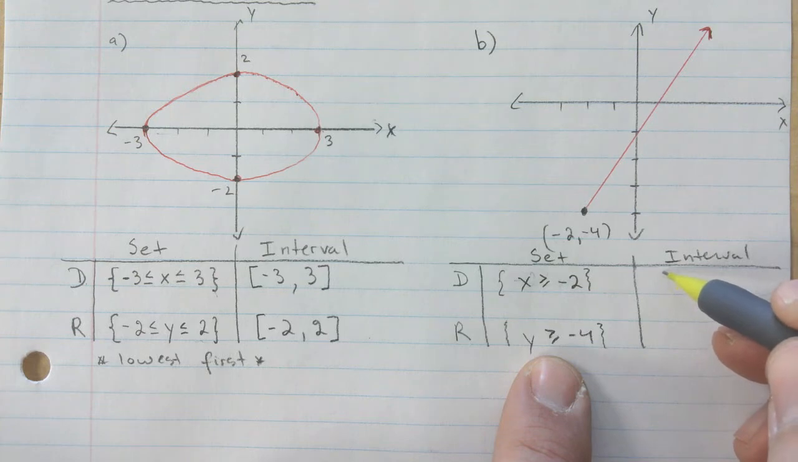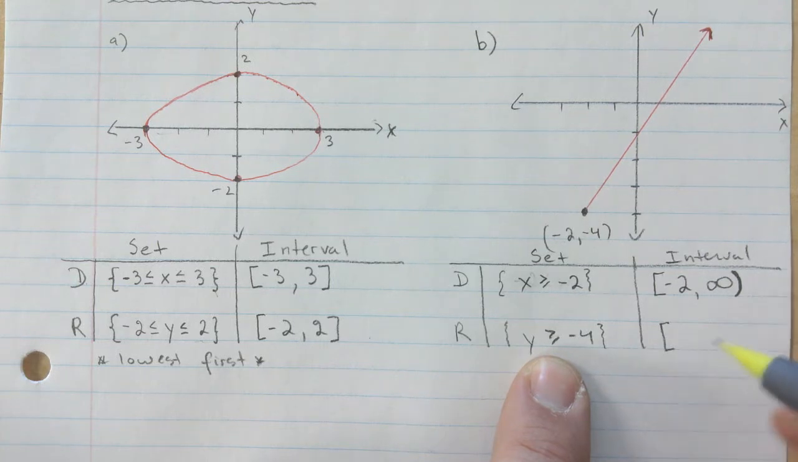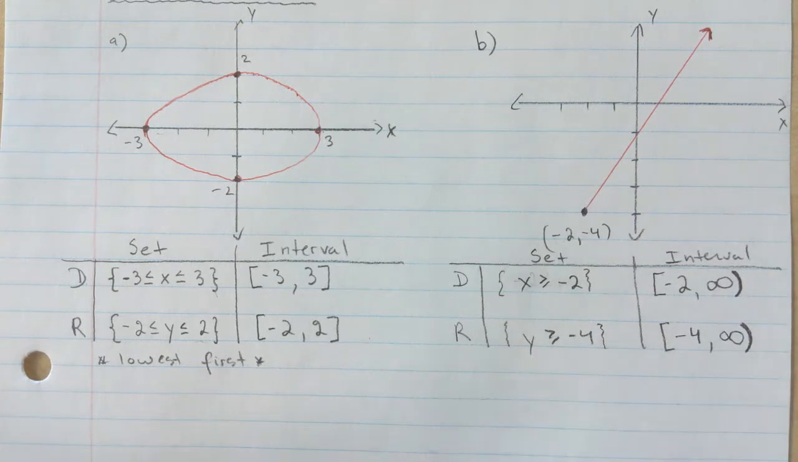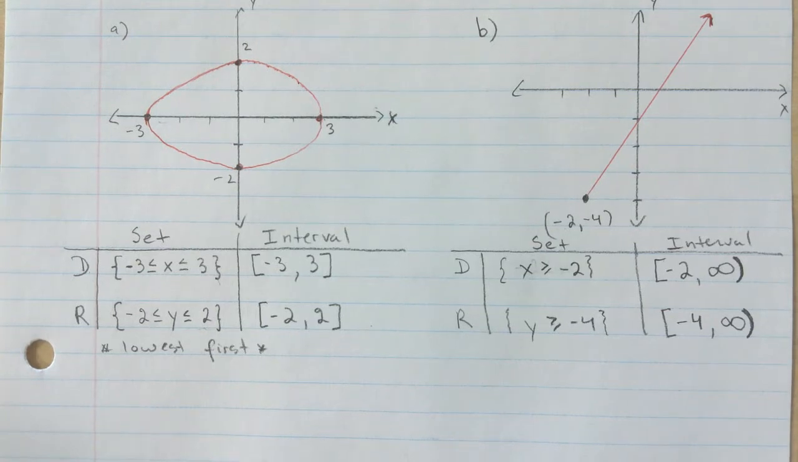Interval, for x, you're starting at -2 and you're going to positive infinity. And you cannot contain infinity, so it has to be a round bracket, okay? Same with the y, you're going from low, which is -4, to positive infinity, round bracket. Don't put square brackets around infinity ever. It's just inaccurate, okay?